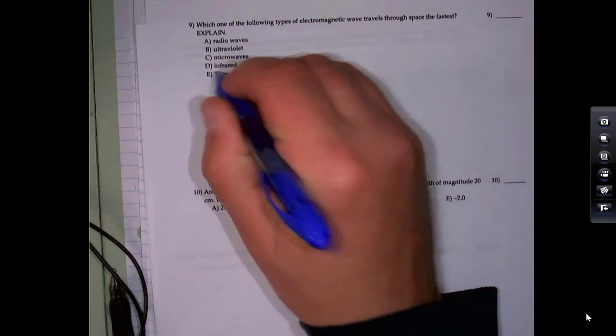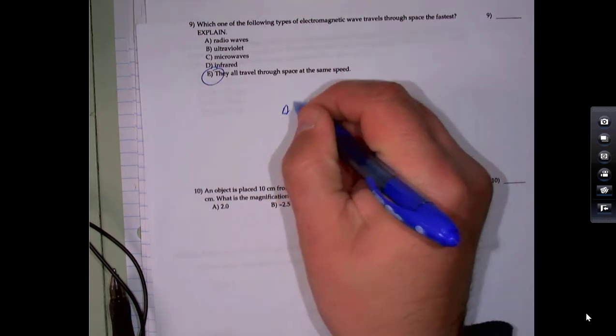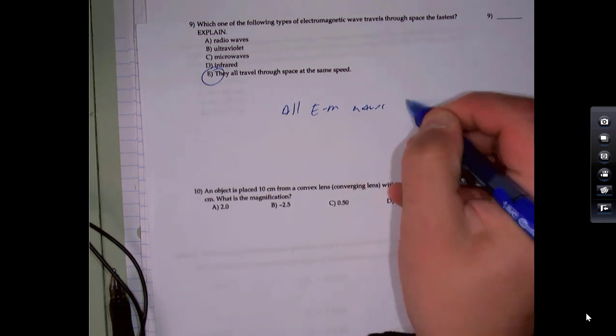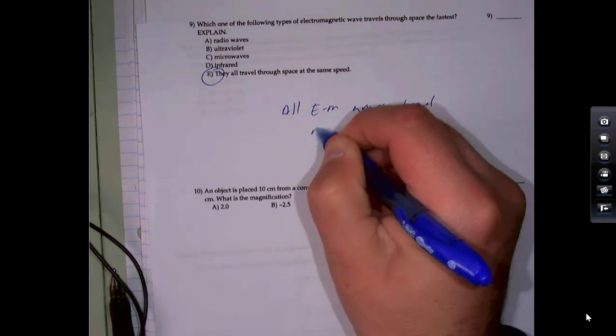That leads right into the next question. Which one of the following travels the fastest? They all travel with the same speed. And it's again kind of self-evident, but all electromagnetic waves travel at the speed of light.